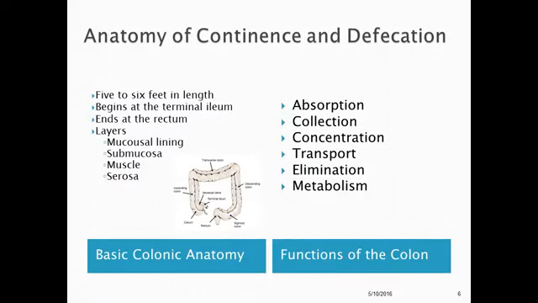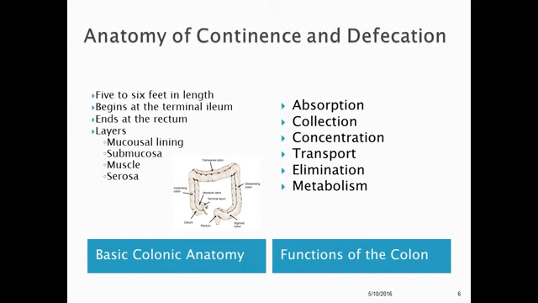The colon begins at the terminal ileum and ends at the rectum. It is 4 to 5 feet in length, or approximately 122 to 153 centimeters in length. It has 4 distinct layers: mucosa, submucosa, muscle layer, and serosa.